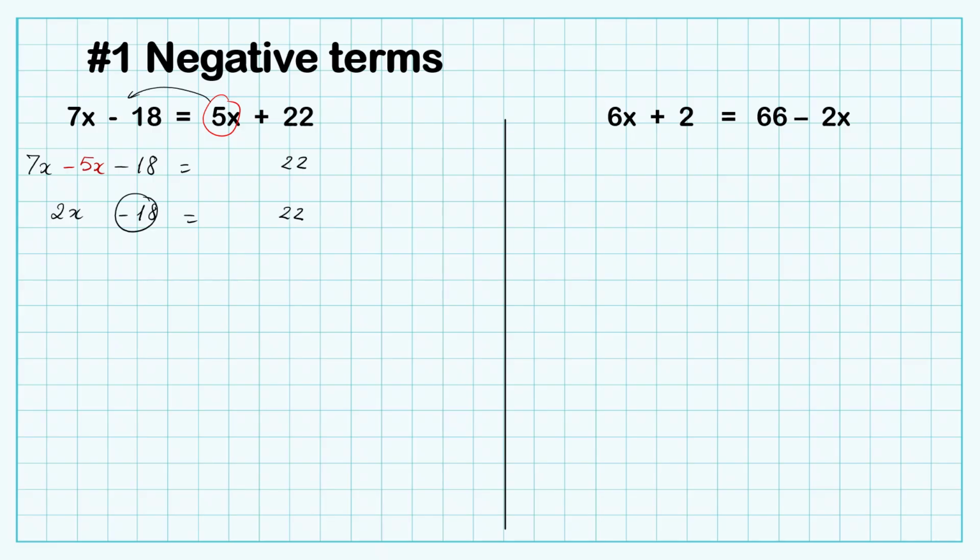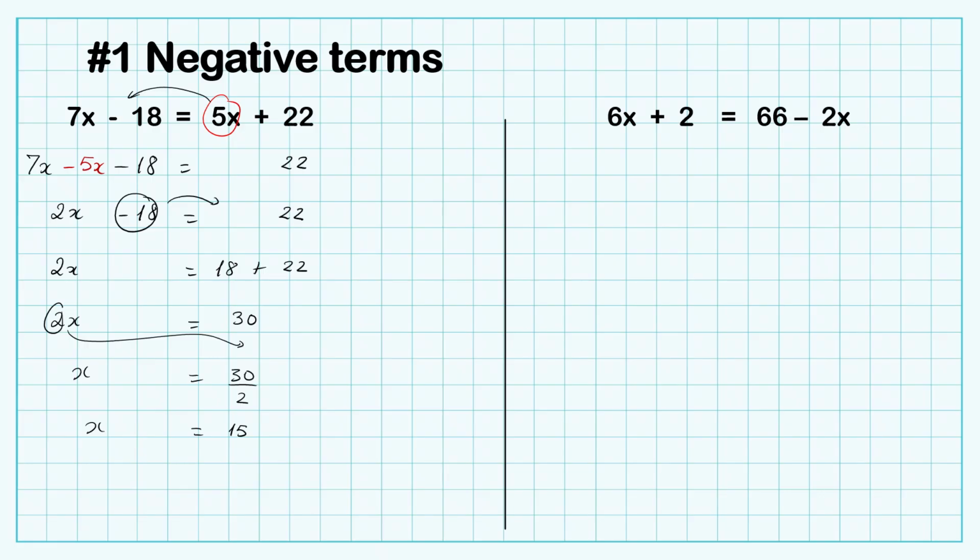Now we're going to move the minus 18 onto the right hand side. So we have 2x equals to 18 plus 22. That gives us 40 on the right hand side, and on the left hand side we got 2x. We're going to remove the 2 by dividing the other side by 2. So we're going to get x equals to 40 over 2. So that 2 will just go below 40. So we're going to divide by 2 and then we're going to get x on the left-hand side. So that's one equation with a negative term.